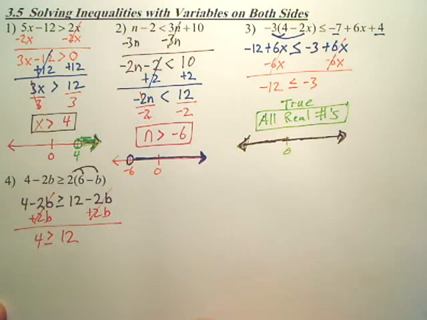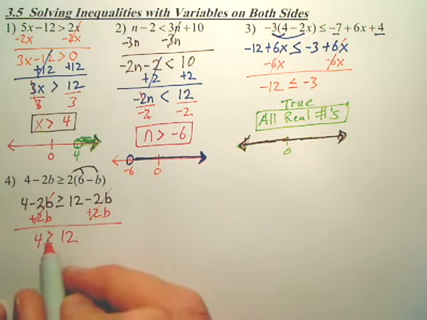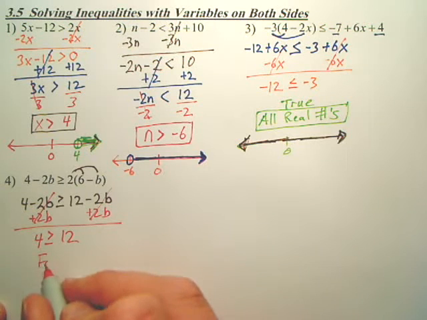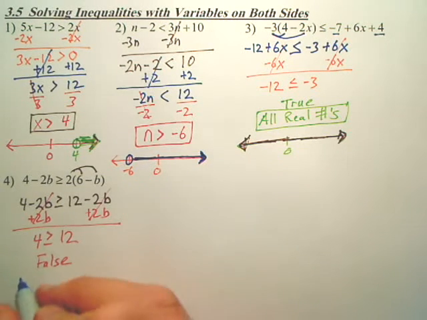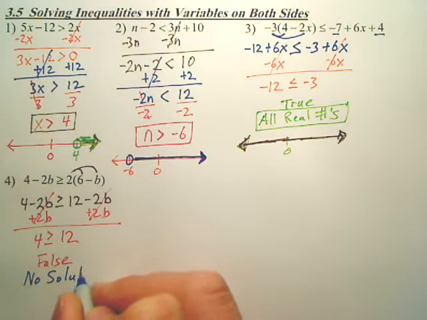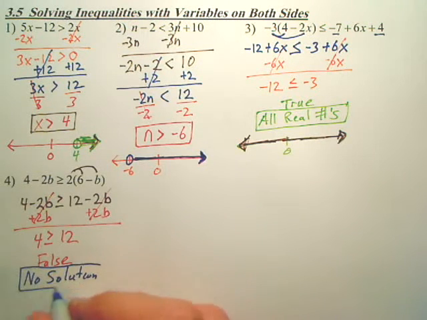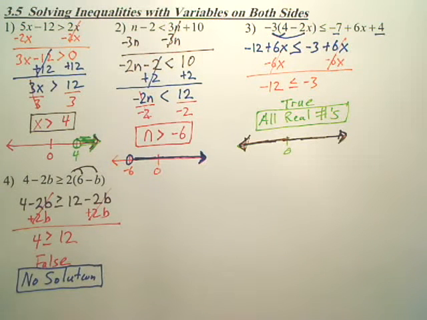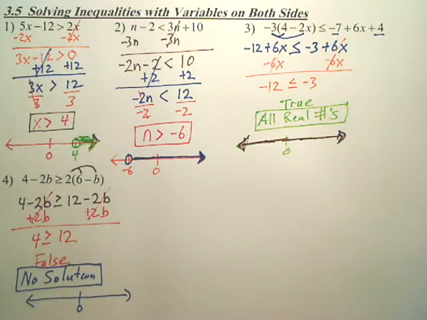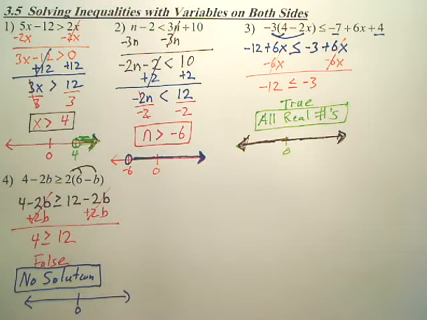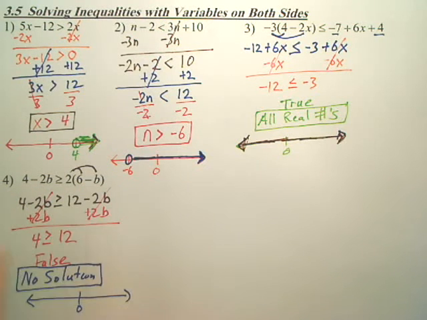Is 4 greater than or equal to 12? Isn't that false? What did I just say earlier? If it's false and everything drops out, isn't that no solution? If everything drops out, it's called a no solution. This is what it would look like on a number line. Done. It'd be a number line with nothing shaded. Because are there any answers? No. No matter what you put in for b, it'll never work.